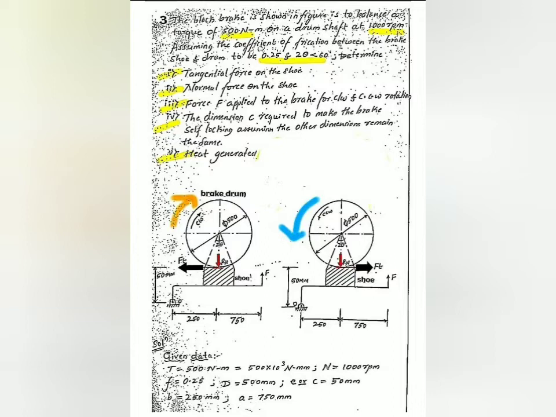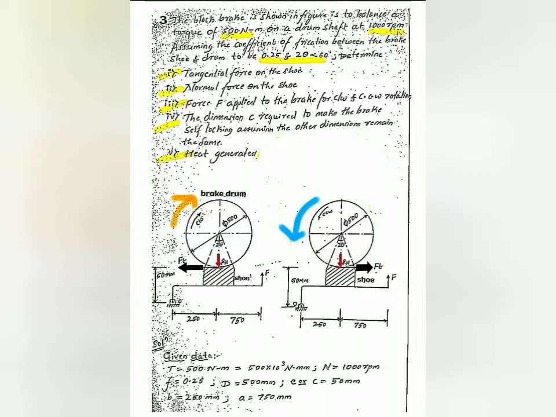So in the given question, there are two cases. In one case the brake drum is rotating in clockwise direction, which is shown by orange color, and in another case the brake drum is rotating in counterclockwise direction, which is shown by blue color.